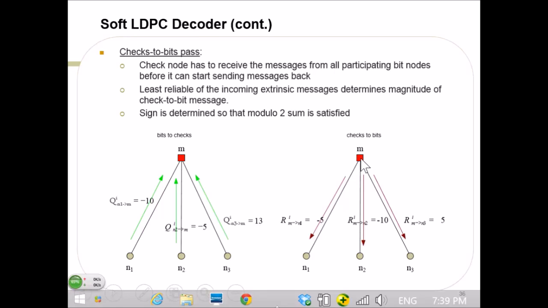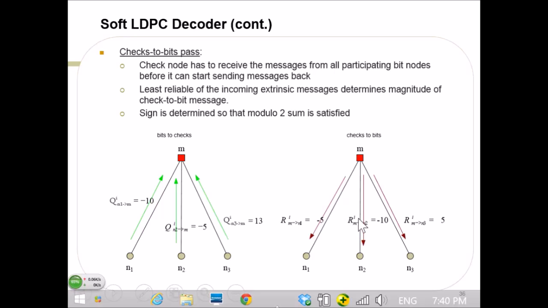Now this check node looks at all these and sends back, instead of it being -10, it says okay, you cannot be this confident, you have to be only 5. It ignores the -10, looks at the absolute values of the -5 and 13, and takes the minimum of that. So the minimum of 5 and 13 is 5. The sign it is going to send is the sign of the exclusive OR of these 2 signs, because the parity check has to be satisfied. So essentially the sign ended up being the sign of these two messages.